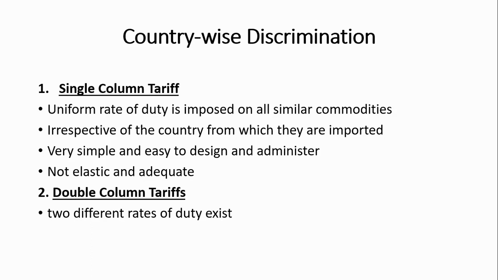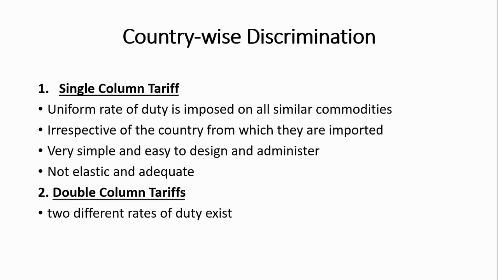The next one is the double column tariff. The name itself suggests that two different rates of tariff exist for all or some of the commodities. Both the rates will be declared by the government at the beginning itself, or in some cases, one at the beginning and another after settling the rates under trade agreements.